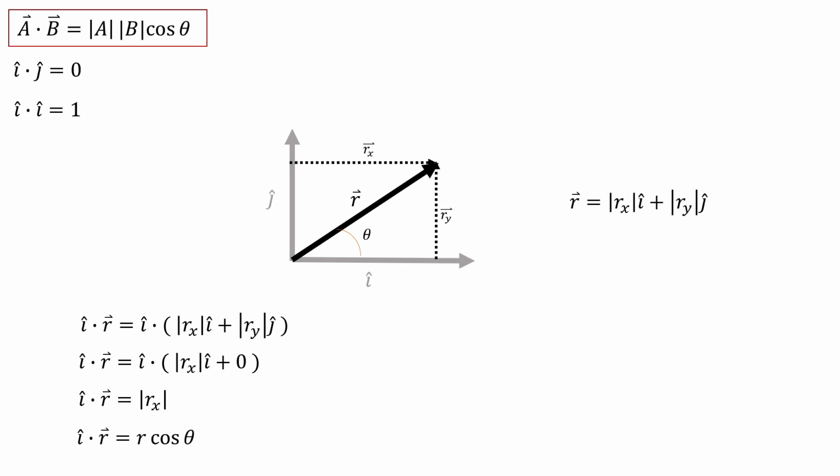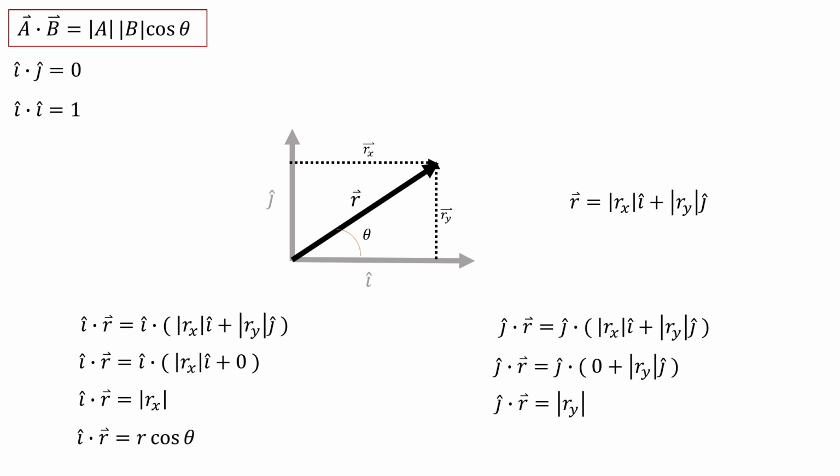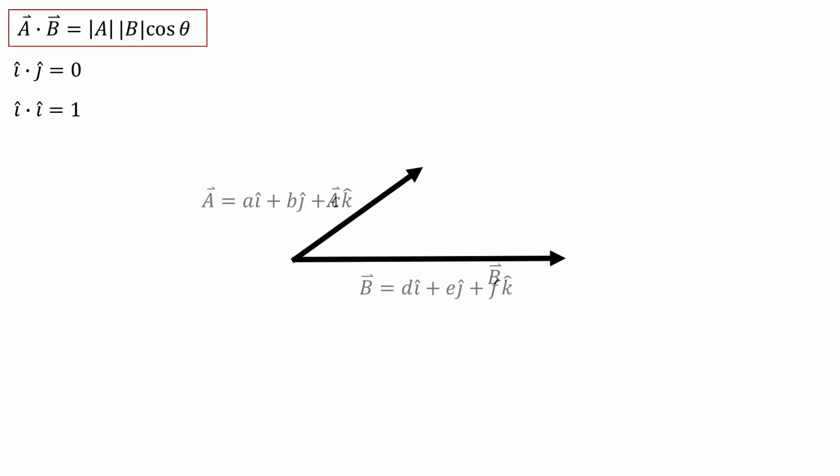The same procedure can be done with j dot r. j dot i will go to 0, leaving us only with r sub y. Therefore, j dot r will be r times the sine of theta. If you already know the vectors in terms of their components, the operation is even easier.